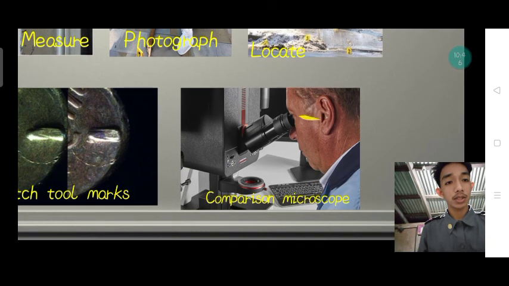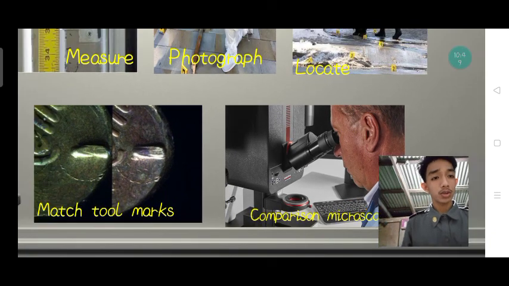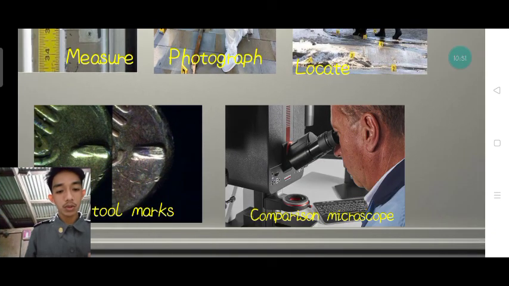So the last, comparison microscope is used to perform. Ginagamit natin 'to para ma-perform natin yung comparison process. So, the incriminated tool mark is placed on the side of the microscope. Yung incriminated tool mark daw is ipi-place natin sa left side ng microscope, and then yung comparison mark naman is on the right side.